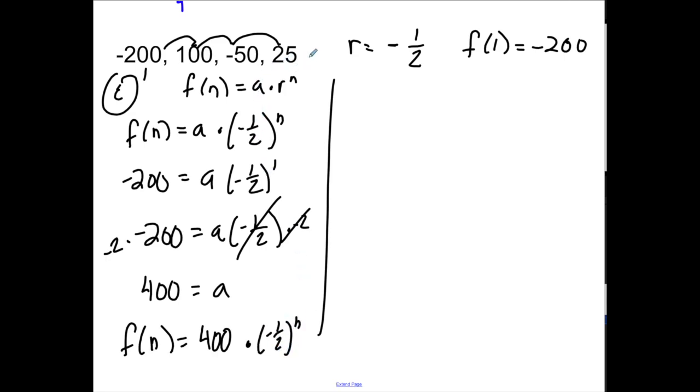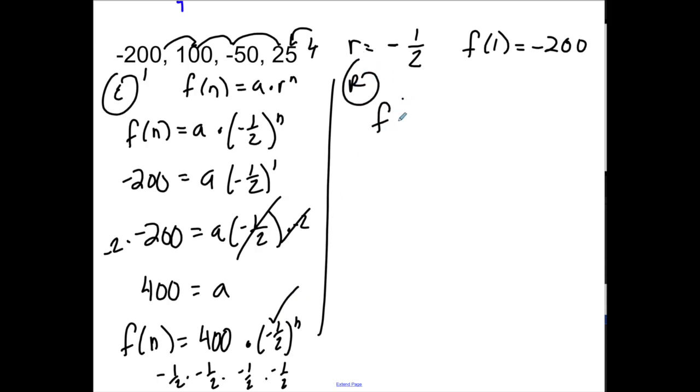And remember, you always check your work. So let's try 4. If I plug in 4, I should get 25. Right? So negative a half to the fourth. Negative a half, negative a half, negative a half, negative a half. So negative a half times negative a half, that's positive 1/4. Positive 1/4 times negative a half, that's negative 1/8. Negative 1/8 times negative 1/2, that's positive 1/16. So it's 400 times 1/16, and that is 25. And 25 is exactly what we get.